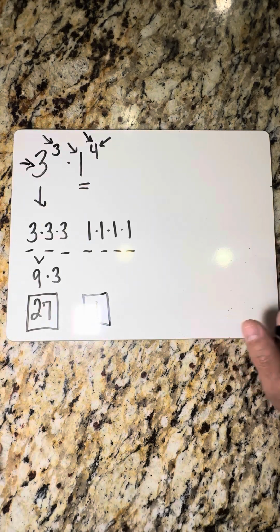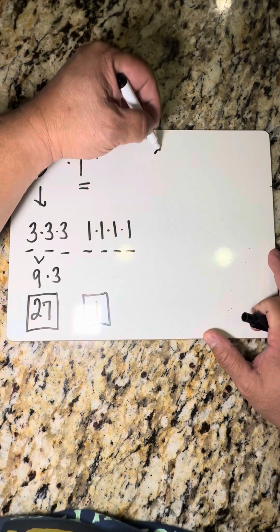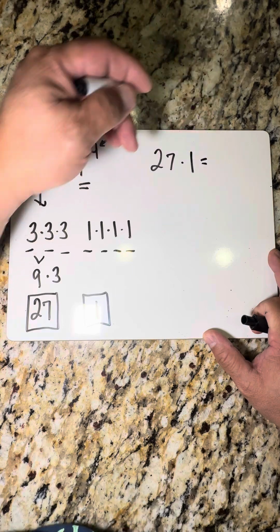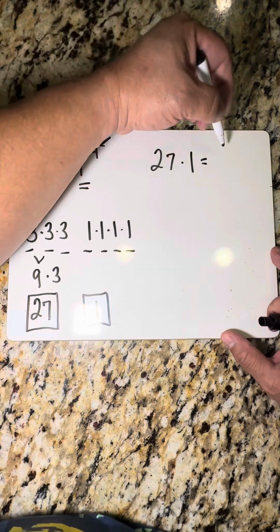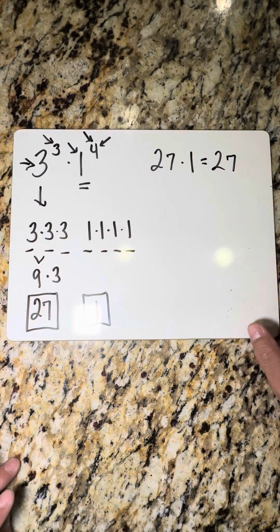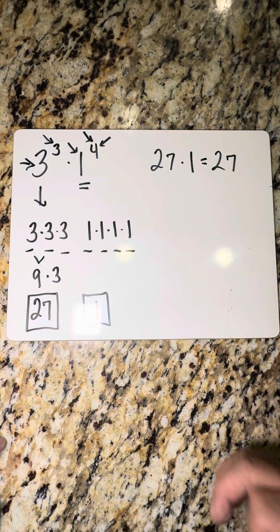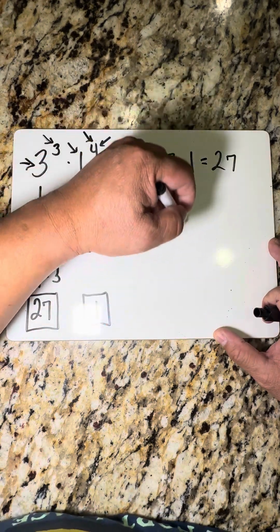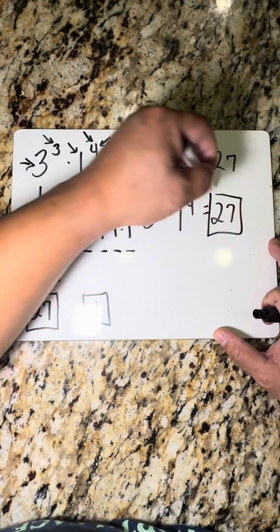So in reality, instead of 3 to the third power times 1 to the fourth power, we're actually going to multiply 27 times 1. Anything that you multiply with 1 comes out to be the same number, which is 27. So instead of 3 to the third power times 1 to the fourth power, we converted to 27 times 1, which basically means 3 to the third power times 1 to the fourth power ends up being 27. Just like that.